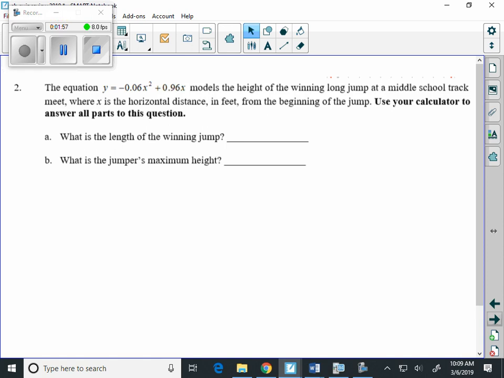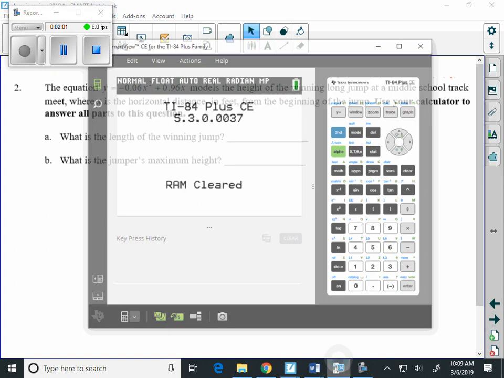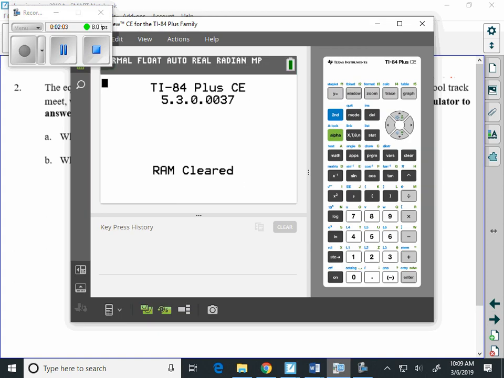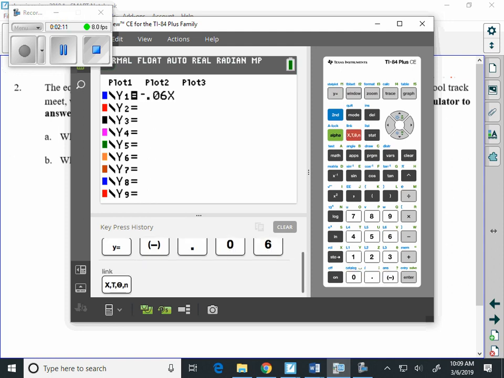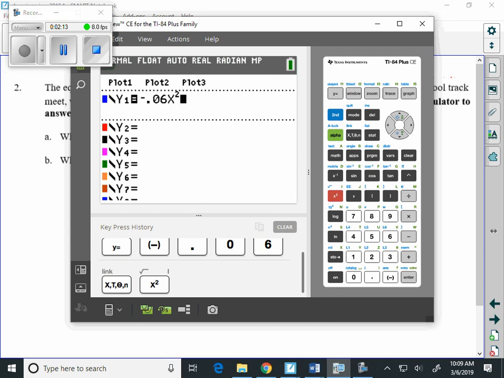The key to the calculator is, can we get it so we can see the whole picture on our screen? So we're going to go to y equals, and we're going to type in the function, which is negative 0.06x squared plus 0.96x, hit graph.